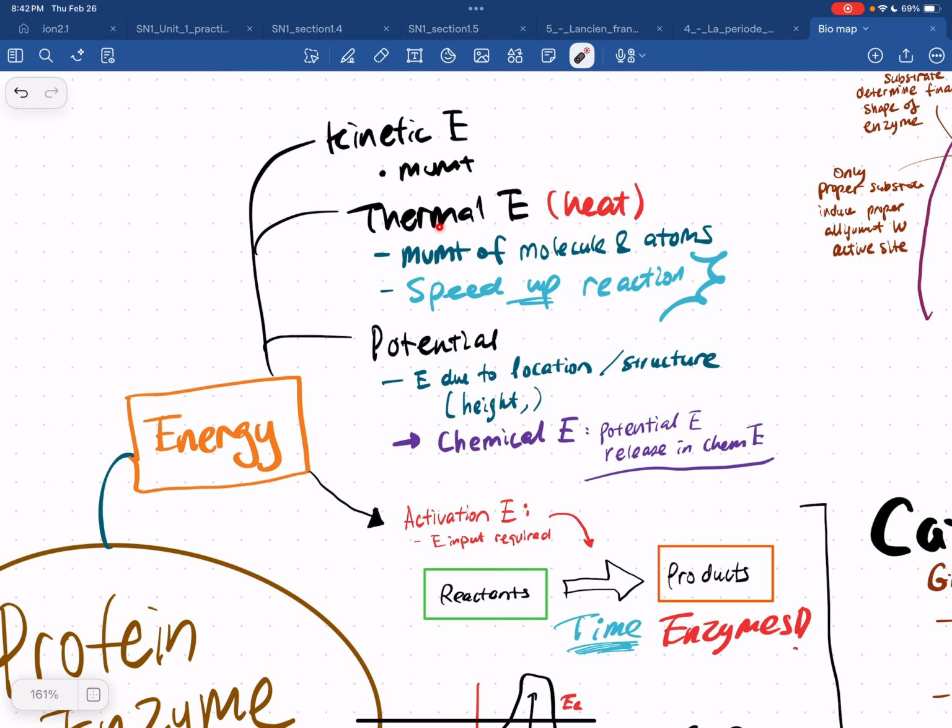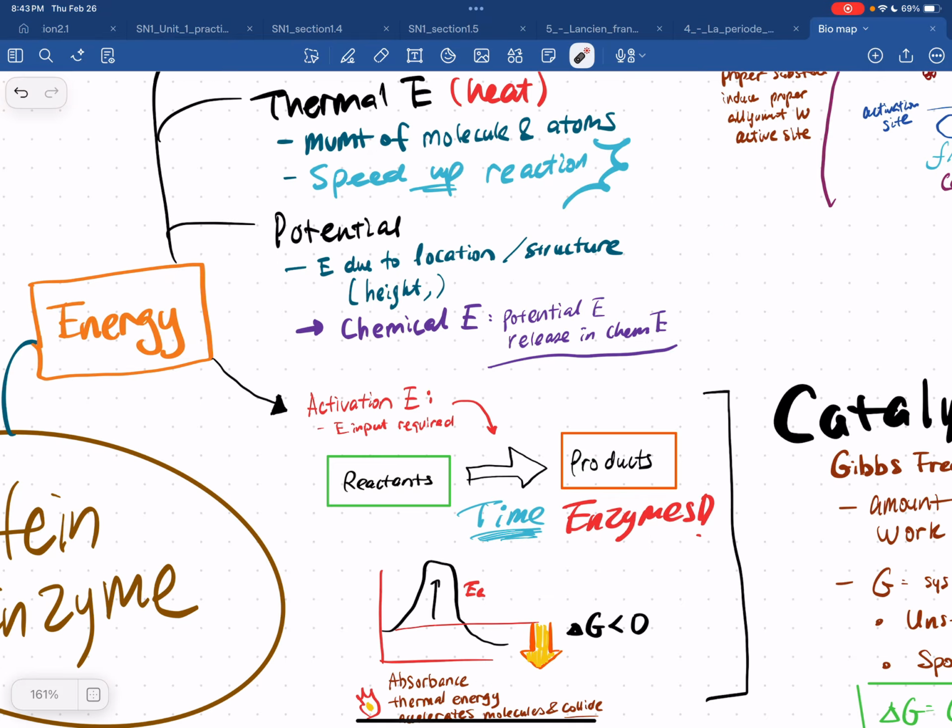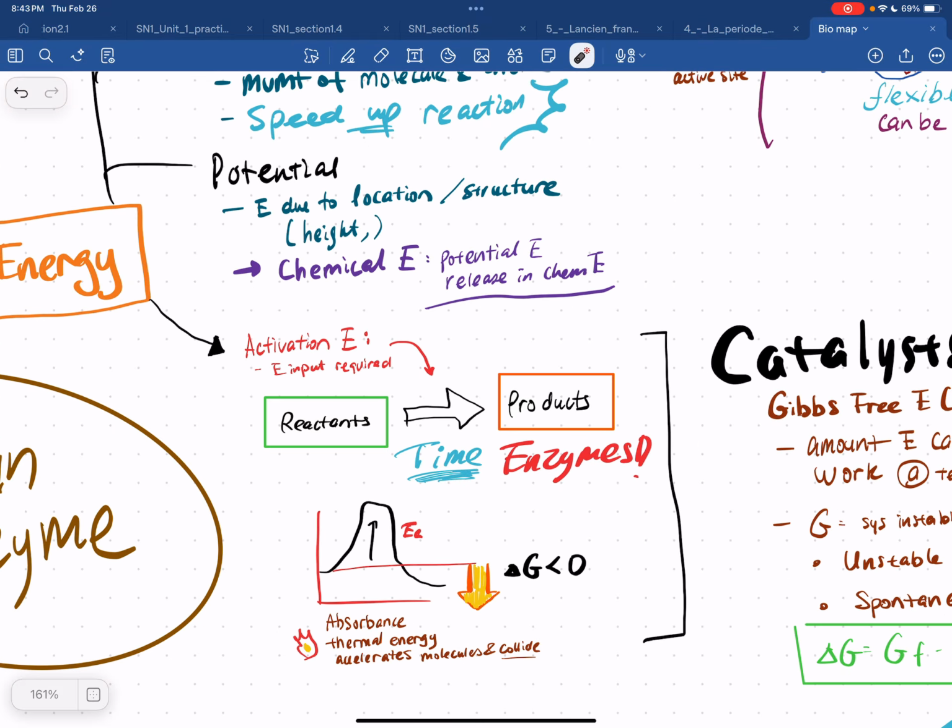Kinetic energy comes from movement. Thermal energy comes from heat, the movement of molecules, which speeds up a reaction. Potential energy is the chemical potential energy released within chemical bonds usually. Potential energy can also be due to location, height, or structures. But mostly we're talking about chemical energy.